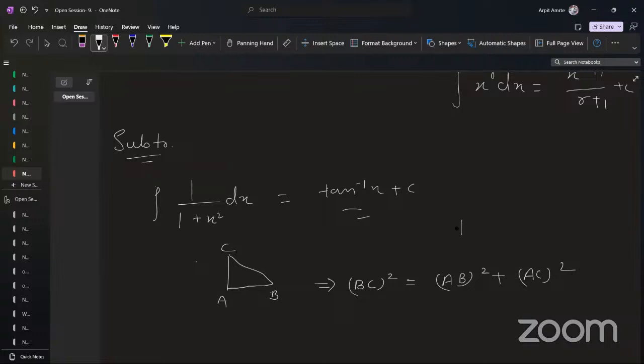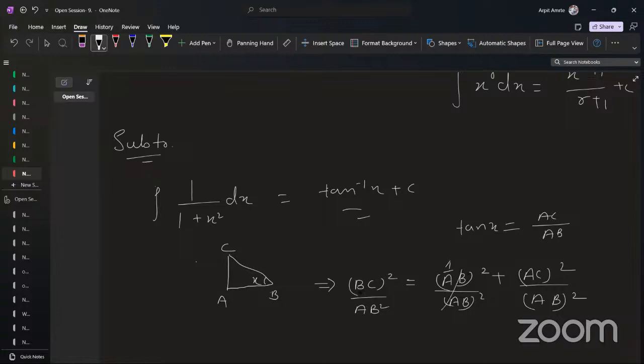What is tan theta? In this case, if this is my x or theta, whatever it is, what is tan x? AC by AB. Okay. So just divide the whole equation by AB square. Here AB square, here also AB square, here also AB square. So this will become 1.